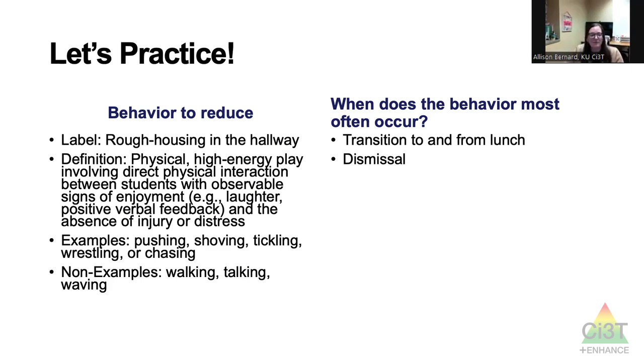So another example, let's consider a behavior you might want to reduce and then use step 1 to define that behavior. So rough housing in the hallway. When we're thinking of this, a lot of different people might have a different definition of what rough housing in the hallway could be. So we want to explicitly define that. So we've defined it as physical, high energy play involving direct physical interaction between students with observable signs of enjoyment, for example, laughter, positive verbal feedback, and the absence of injury or distress.